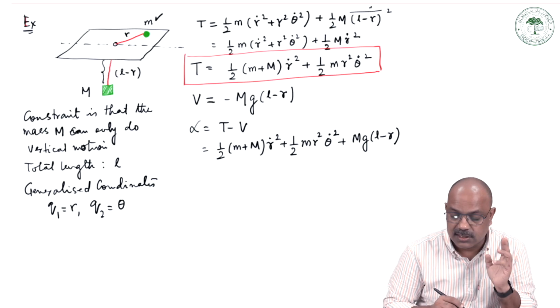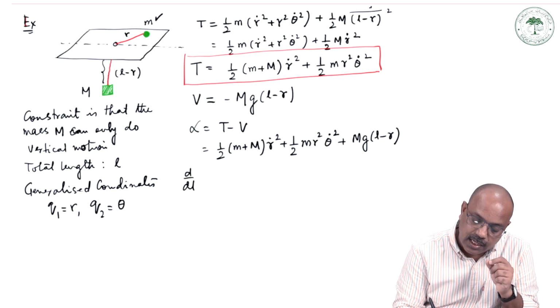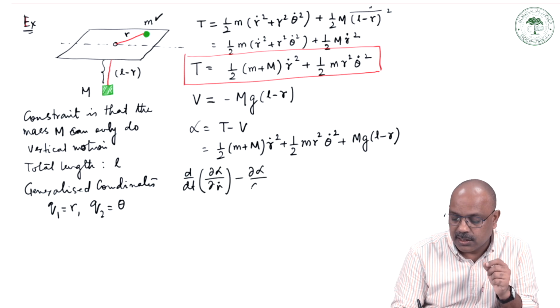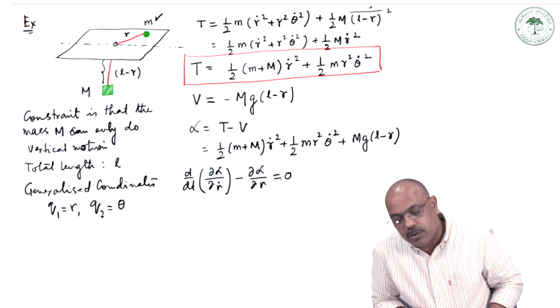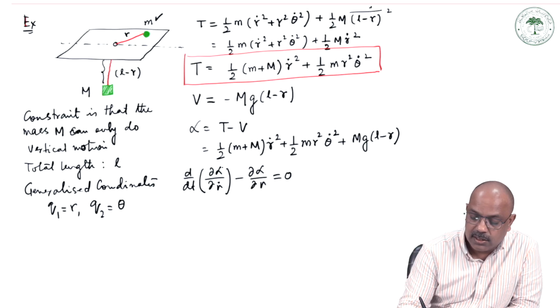Once I have the Lagrangian, I can write the two equations of motion, in terms of r and theta. The first is the Lagrange equation of motion: d/dt of (delta L by delta r dot) minus delta L by delta r equals 0. So let's calculate the first equation. For that I have to calculate delta L by delta r dot.